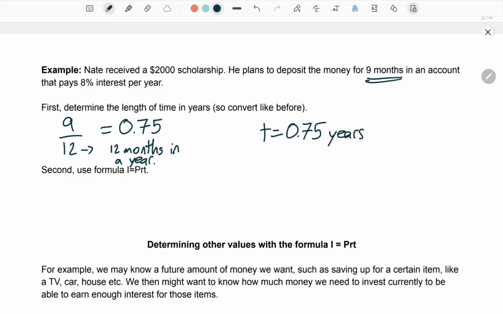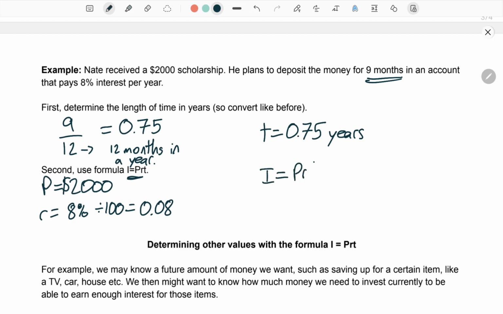Okay, and if we're using the formula I equals PRT, we also need our value for P, which is $2,000. So that's the beginning amount. We're receiving that $2,000 scholarship. And the R value, so remember that's 8%. And divide that by 100. If you do that, you're going to get 0.08. So we have our three values.